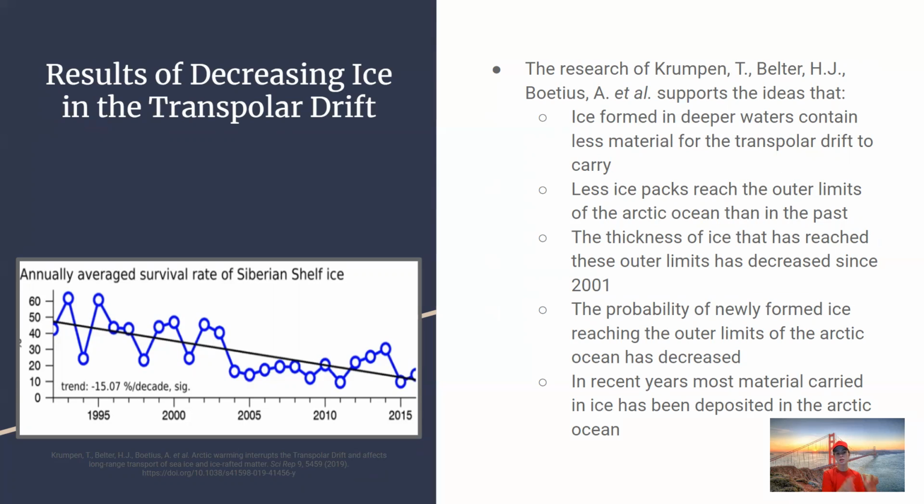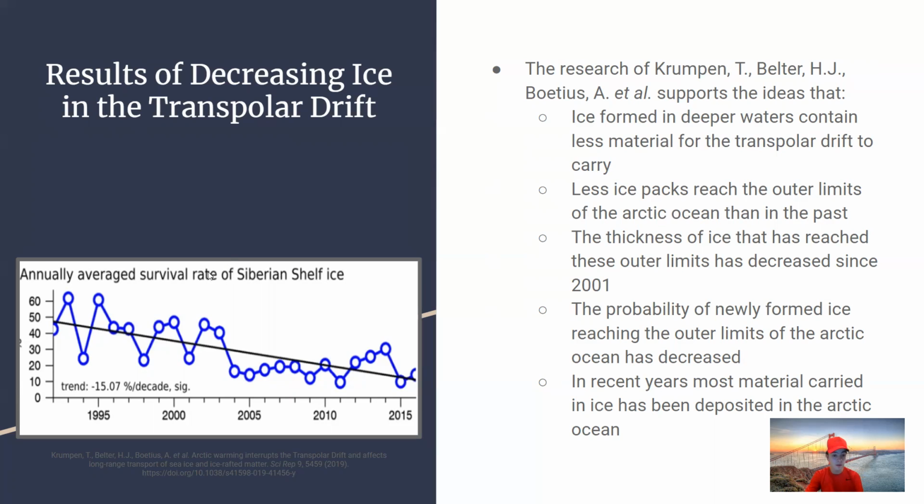So ice that forms deeper out in the ocean doesn't have as much of those materials compared to ice that forms right where those materials are coming from. And so therefore, the ice that the transpolar drift is bringing to the Fram Strait and further isn't as rich in these materials. They also found that less ice reaches the outer limits of the Arctic Ocean than in the past.